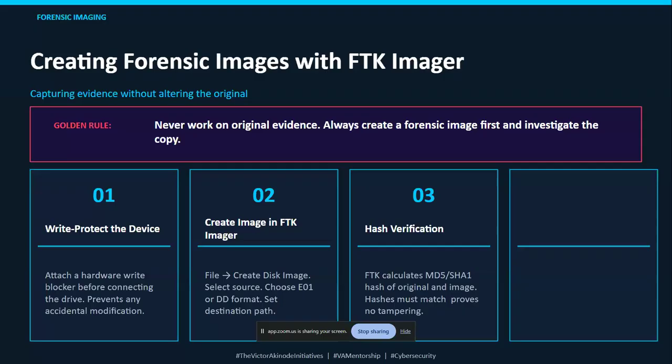So it says FTK calculates MD5 and SHA-1. MD5 and SHA-1 are both hashing algorithms, right? FTK calculates the MD5 and SHA-1 hash of the original and the image, which is telling you that FTK Imager calculates the MD5 hashing algorithm and also the SHA-1 hashing algorithm of those particular files. You are going to be seeing them when we start. It says hashes must match, proof not tampered with. It's very, very important the hashes match, just to prove that it was not tampered with.